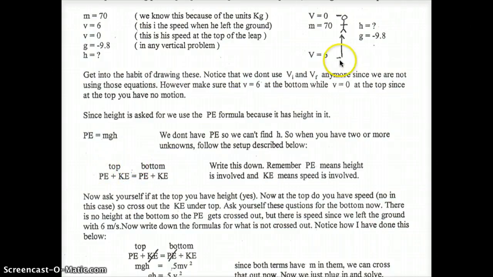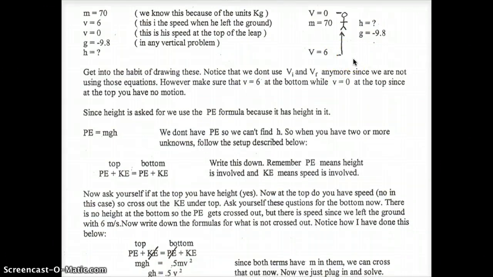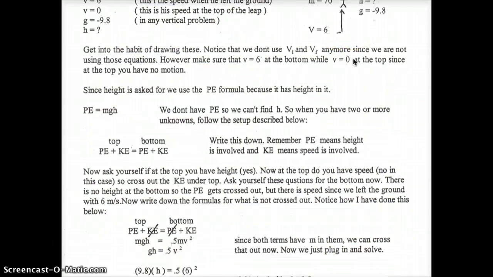Now we're going to look at the bottom of his leap, right down here. So does he have any potential energy at the bottom of his leap? No, he doesn't have any potential energy at the bottom of his leap. 0. Does he have any kinetic energy at the bottom of his leap? Yes, he does have speed. He doesn't have height, that's why we crossed out the potential energy, but he does have speed at the bottom of his leap. It's 6 meters per second. That is your kinetic energy.